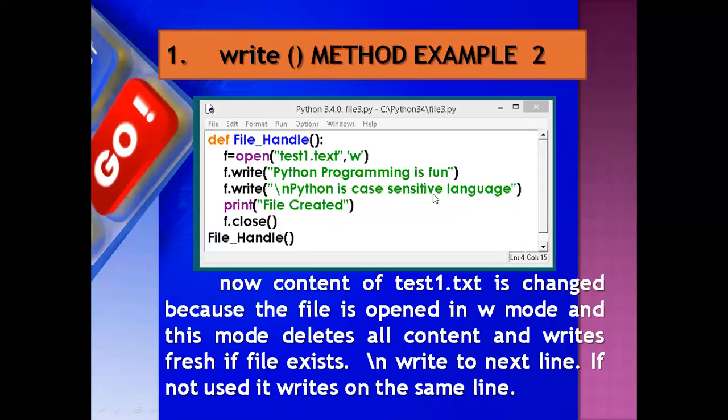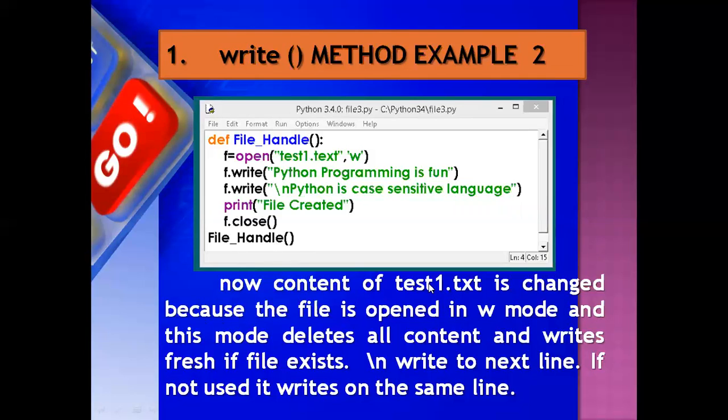Python is a case sensitive language. The message file created will be displayed. What happens is this line will be replaced by this line: Python programming is fun will be replaced by Python is a case sensitive language. And the file should be closed with f dot close, and this is calling a function; whatever function name you wrote should be called here.